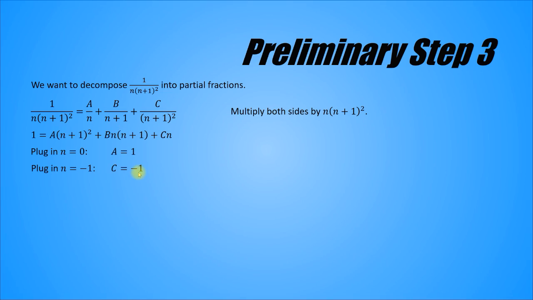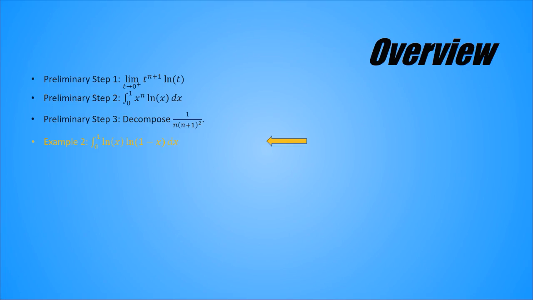Now there are no other values of n that are going to make any terms on the right side go to 0, but since we know the values of a and c, we can plug in whatever we want. So I'll plug in n equals 1. When I do that, I get 1 equals 2 squared plus 2b minus 1, and that's easy to solve for b. We get b equals negative 1. So our partial fraction decomposition for this rational expression is 1 over n minus 1 over n plus 1 minus 1 over n plus 1 squared. And this completes preliminary step 3.